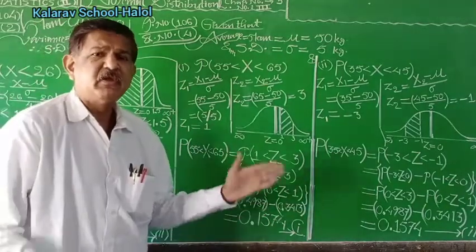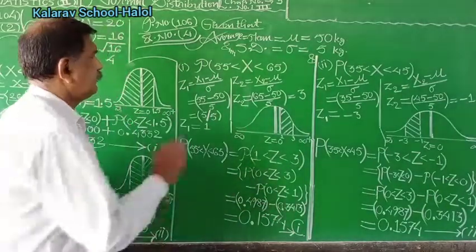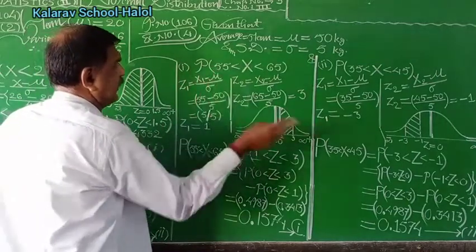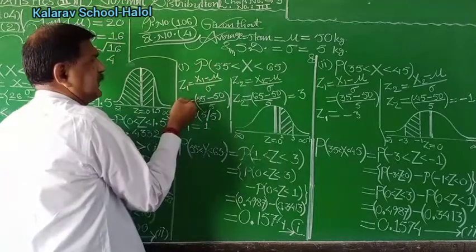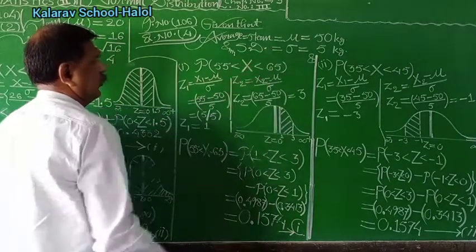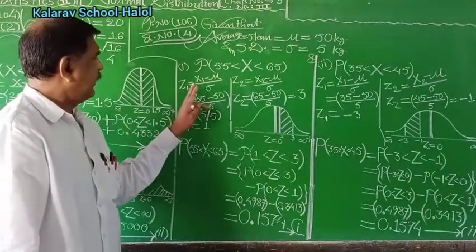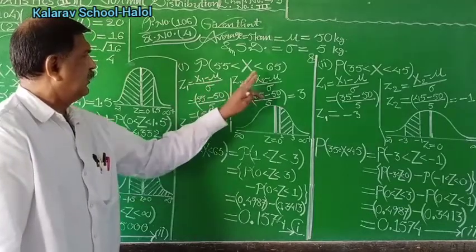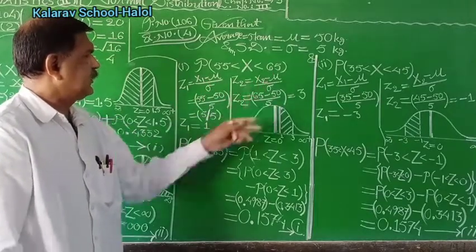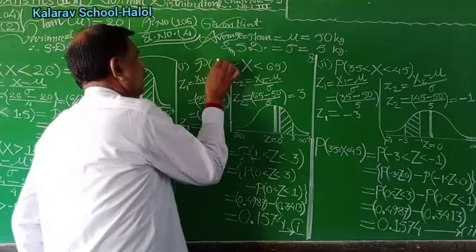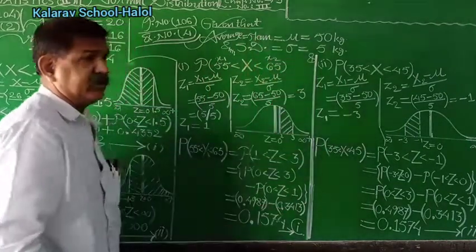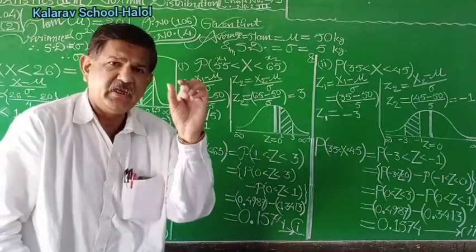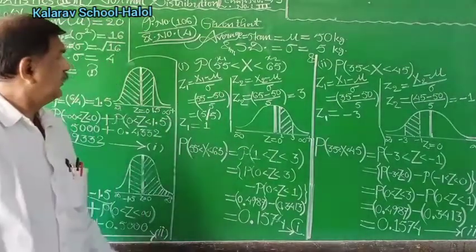The range means between two values. This is considered as x1 and this is considered as x2. Therefore, from x1 we can obtain z1, from x2 we can obtain z2. z1 is given by x1 minus mu upon sigma. z2 is given by x2 minus mu upon sigma. See, this is x1 and this is x2. Two values are there. Therefore, we can obtain the range in between the values, right?